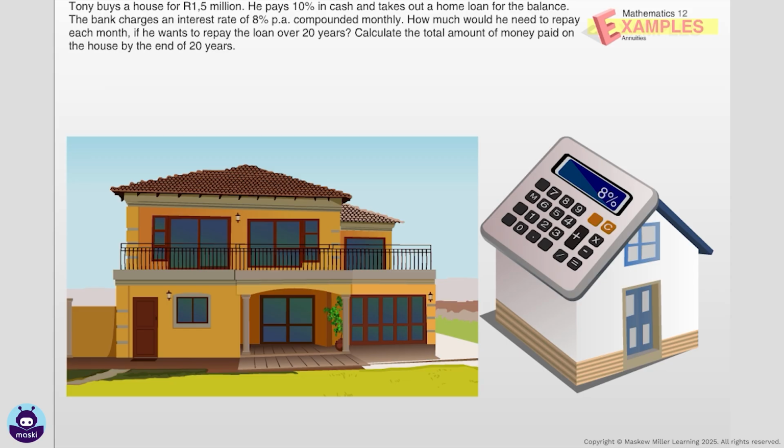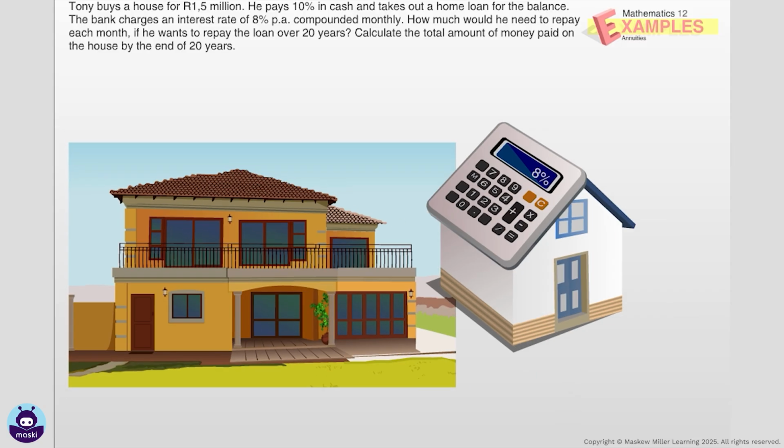Tony buys a house for 1.5 million rand. He pays 10% in cash and takes out a home loan for the balance. The bank charges an interest rate of 8% per annum, compounded monthly. How much would he need to repay each month if he wants to repay the loan over 20 years? Calculate the total amount of money paid on the house by the end of 20 years.